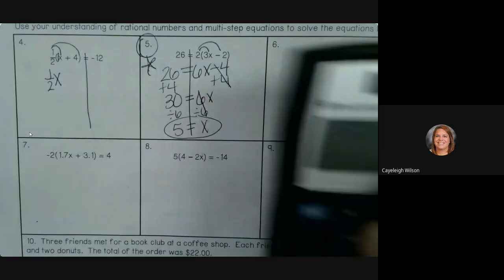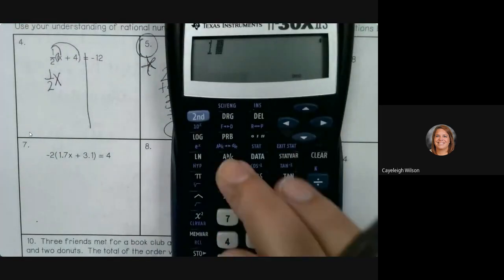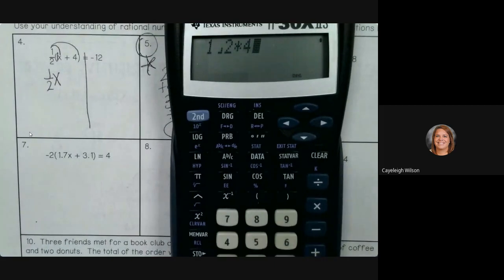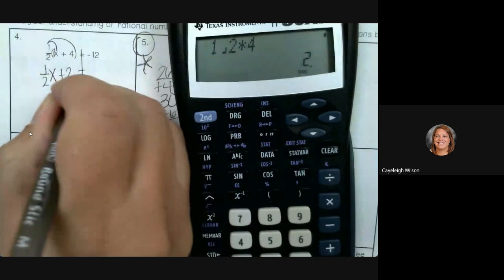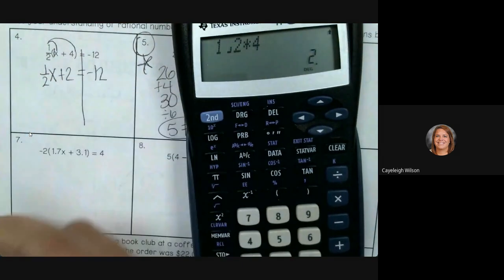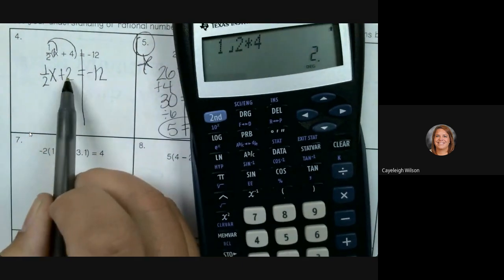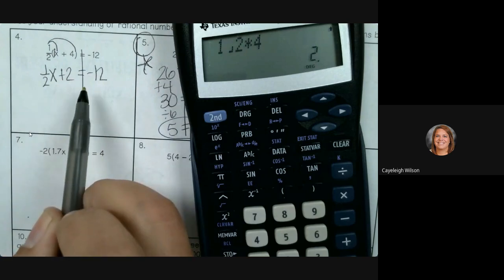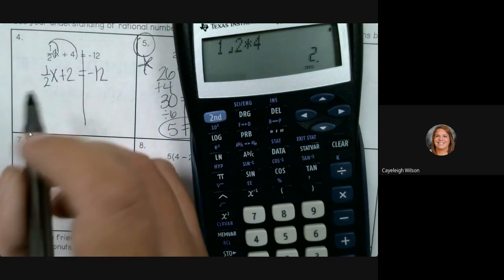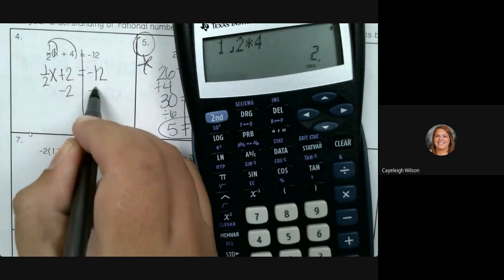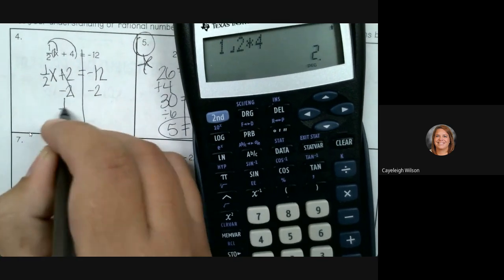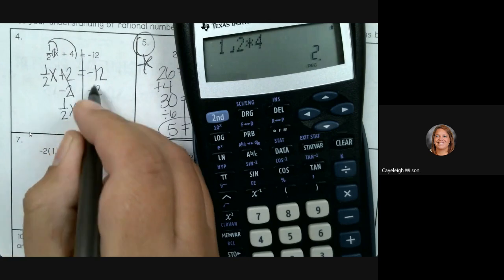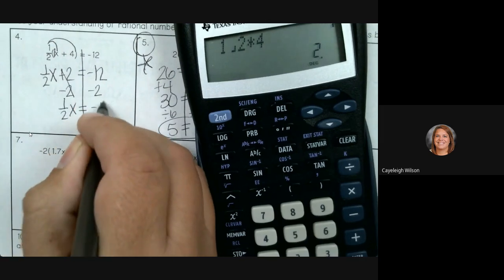And remember, you can use your calculator. 1 ABC 2 times 4, and it's 2. Equals negative 12. Those are not like terms, so it's just a 2-step equation. So I'm going to undo the addition and subtraction. It's a plus 2, so I'm going to minus 2. So 2 minus 2 is 0. So it leaves me with 1/2 x equals negative 12 minus 2, which is negative 14.